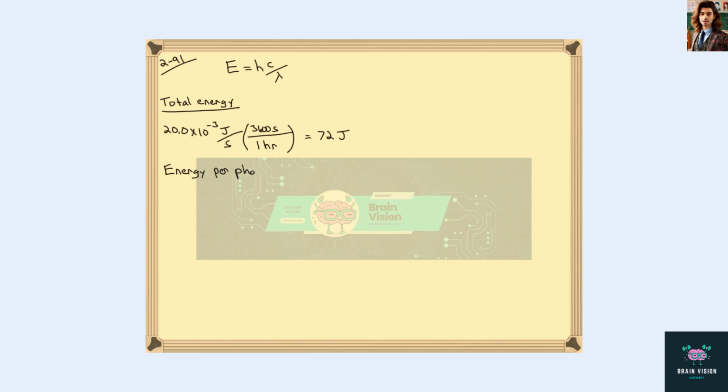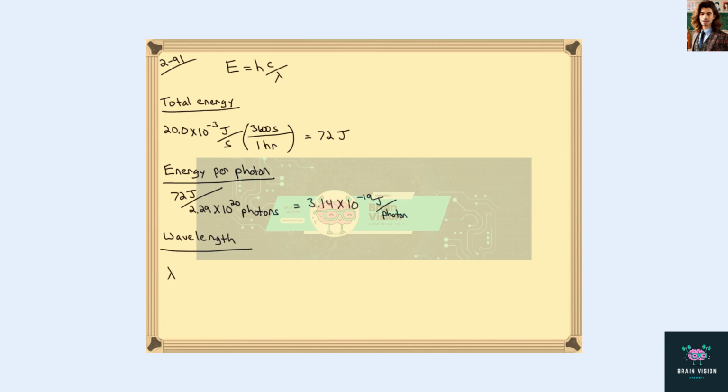Knowing the total energy, we can calculate the energy per photon, which is what we need to use this equation, by taking the total energy divided by the total number of photons, given to us as 2.29 times 10 to the 20. So the energy per photon is 3.14 times 10 to the negative 19 joules per photon.